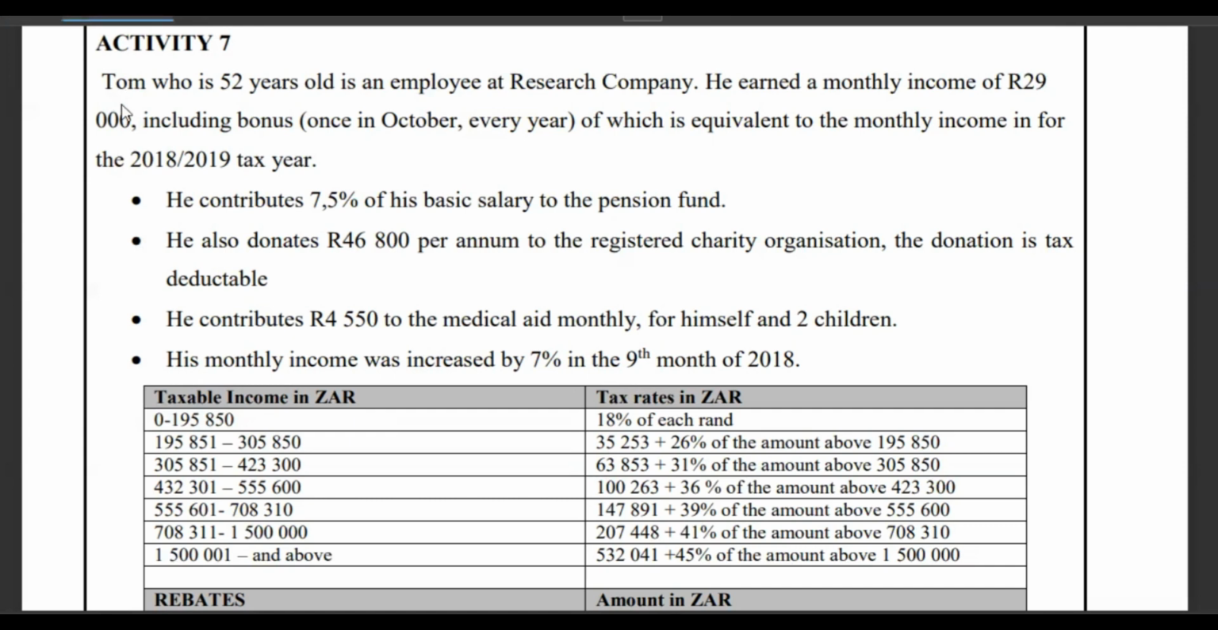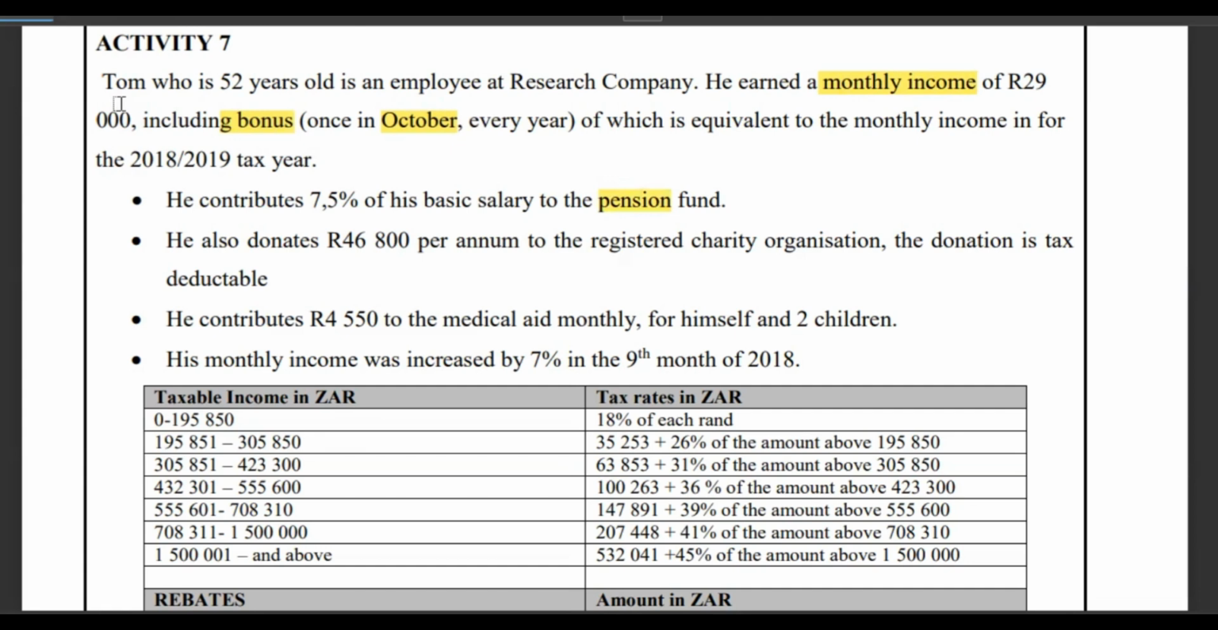So here, what you're going to do first and foremost, look at this. They are saying it's monthly income. Take note of that. It's monthly income, including bonus. But this bonus only comes in October. That means in October it's paid twice. It's fine. Then we have the contribution to pension.